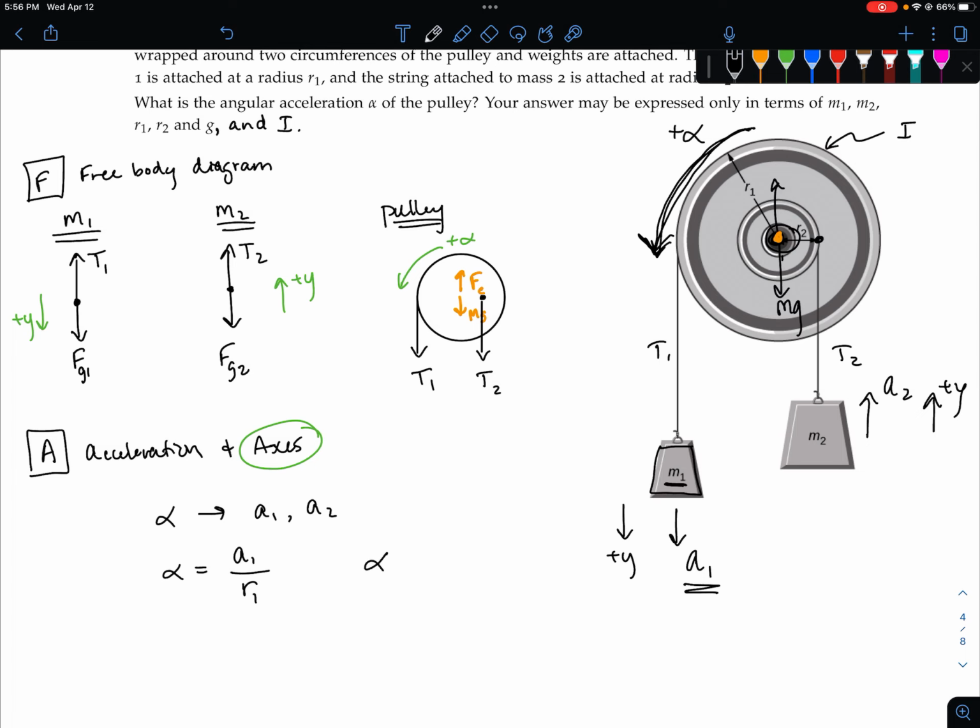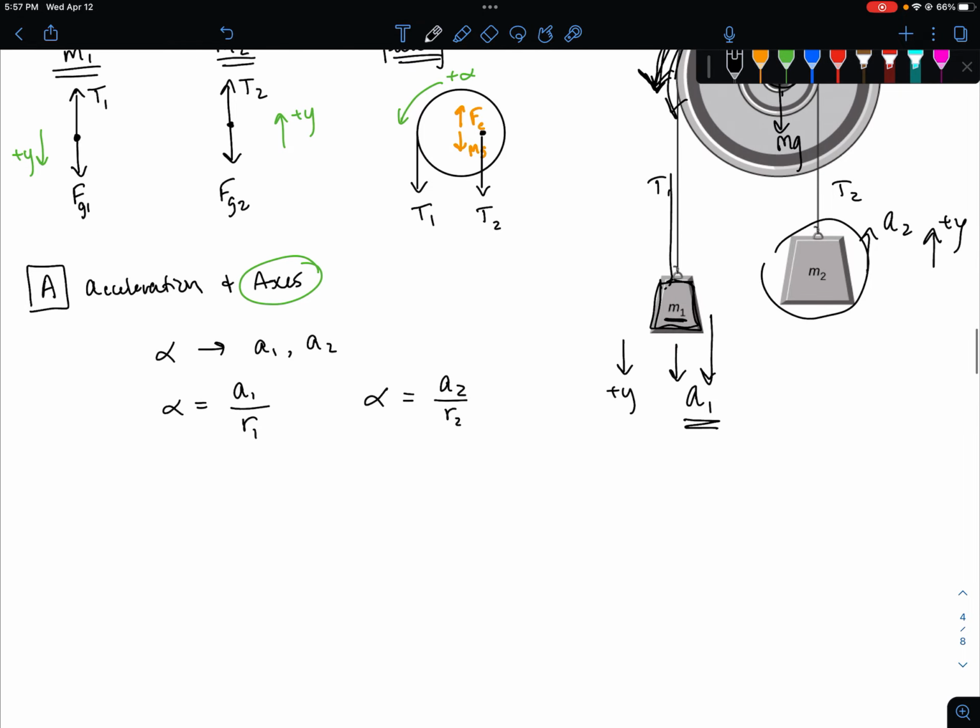And in the same way, alpha will be equal to a2 over r2. So a1 and a2 aren't equal, and you can kind of see that: if this pulley is spinning and this mass moves a certain distance, this mass won't move as far because it's taken up less string than has been let out for m1. So those two accelerations are different, and indeed they are.